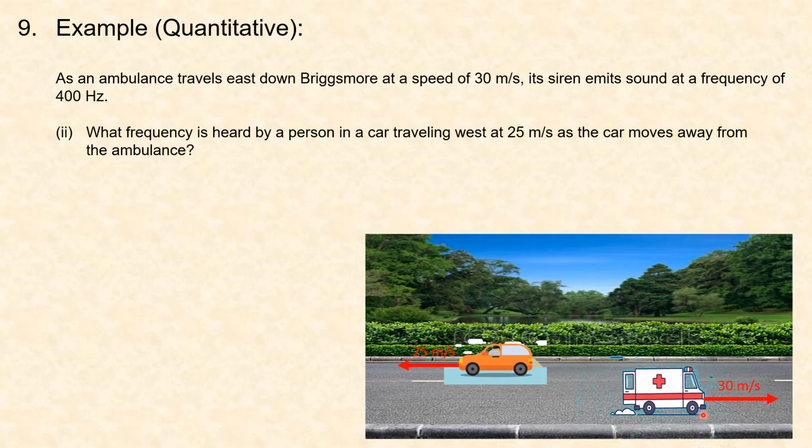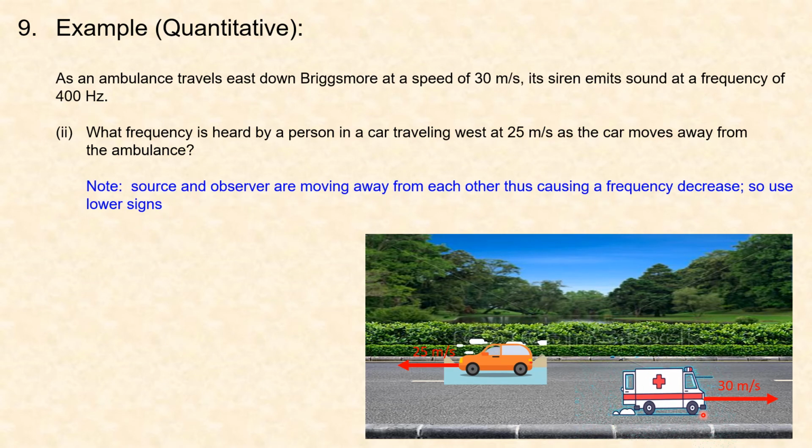Let's ask ourselves, does the motion of the source of sound cause a frequency increase? Does the motion of the observer of the sound cause a frequency increase or decrease? Here we can reason that the source of the sound is moving away from the observer. That should cause a frequency decrease. And the observer of the sound is moving away from the source. That also should cause a frequency decrease. So we have a frequency decrease for both of these motions.